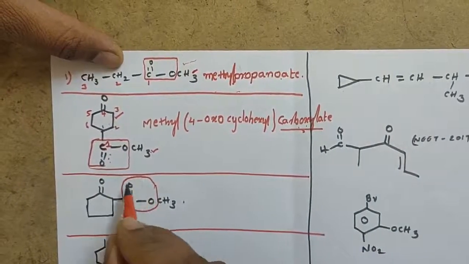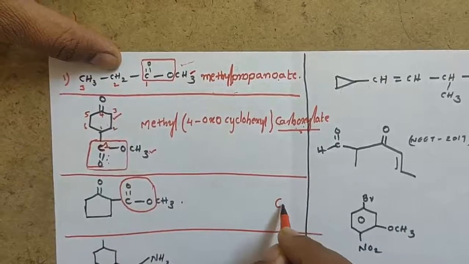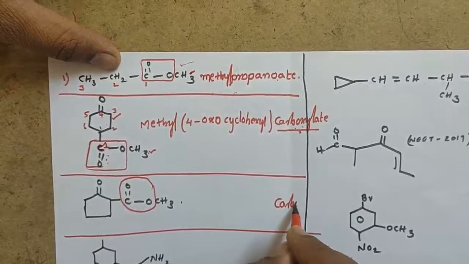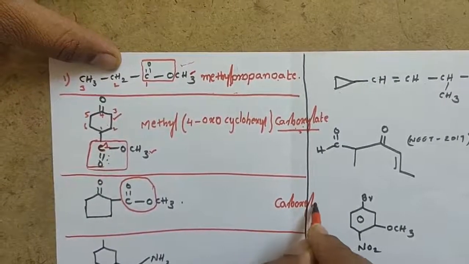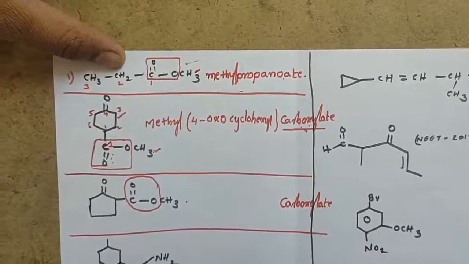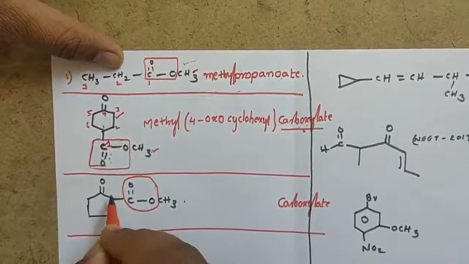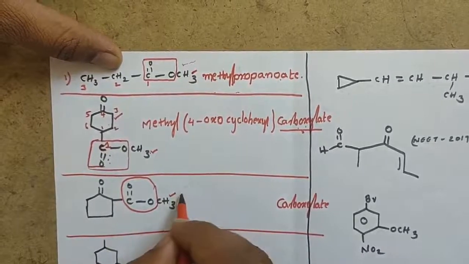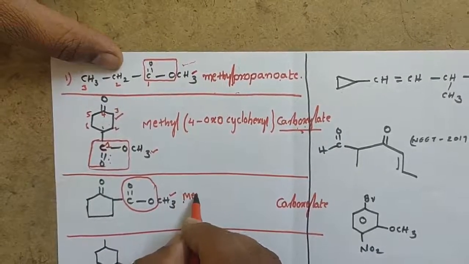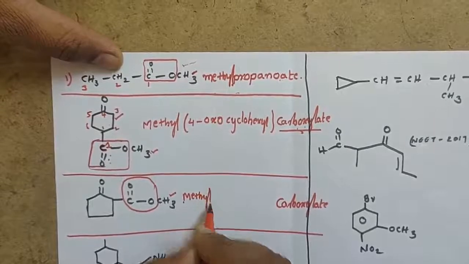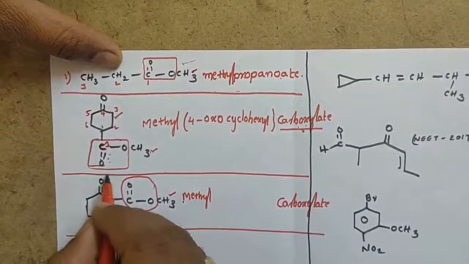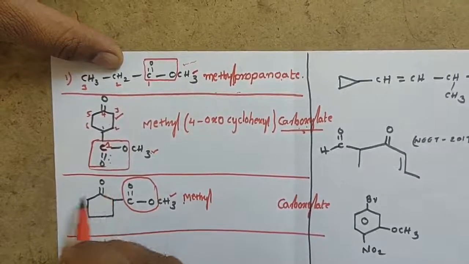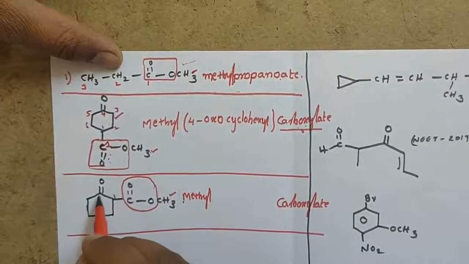So what is the suffix we have to use here? No doubt, the suffix we have to use here is carboxylate. After that, this is the side chain we have to name first. That's why the side chain name is methyl. What is the side chain name? Methyl. After this, you have to mention the next side chain name.